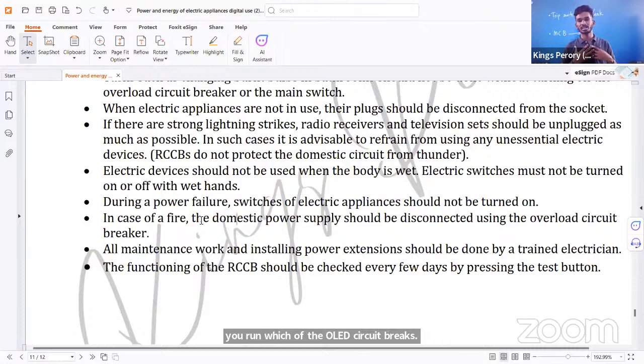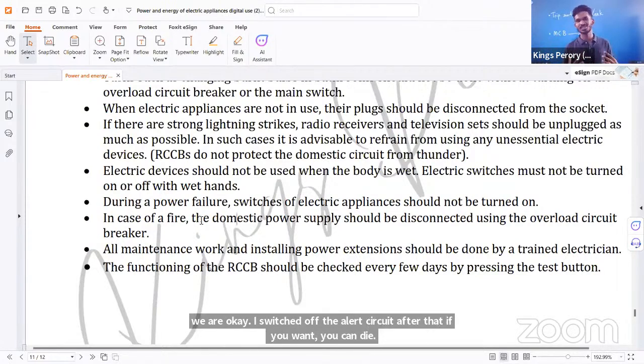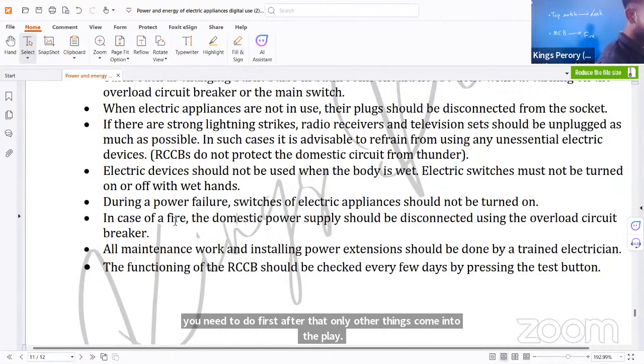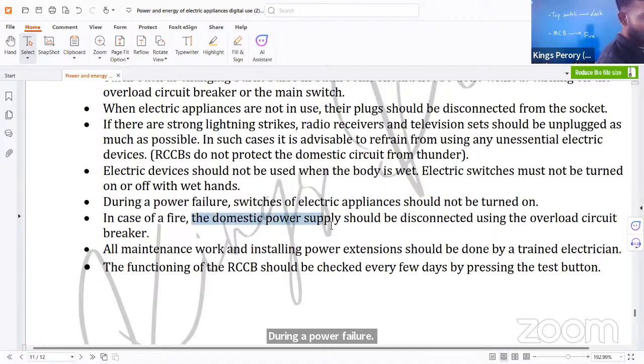Now you are okay. Hey, I switched off the overload circuit breaker. After that, if you want, you can die, but you can die peacefully because you switched off the overload circuit breaker. That you need to do first. After that, only other things come into play. In case of fire in the domestic power supply, the power supply should be disconnected using the overload circuit breaker.